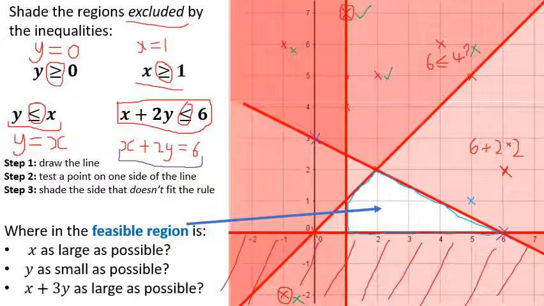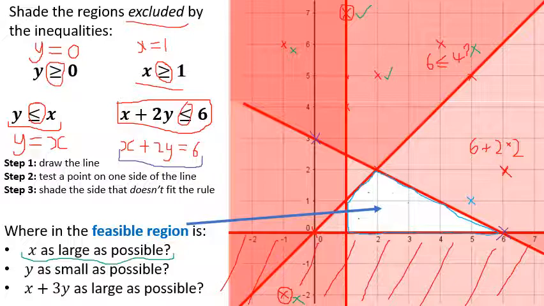And the last bit I want to talk about here is where in the feasible region is x as large as possible. This is going to form an important part of the linear programming process. We're constrained to the feasible region. So imagine you are a blob bouncing around inside the feasible region, and you're trying to find a point where x is as large as possible.